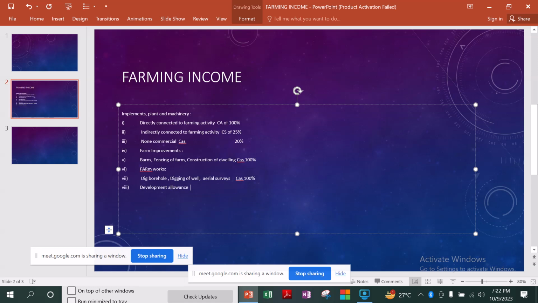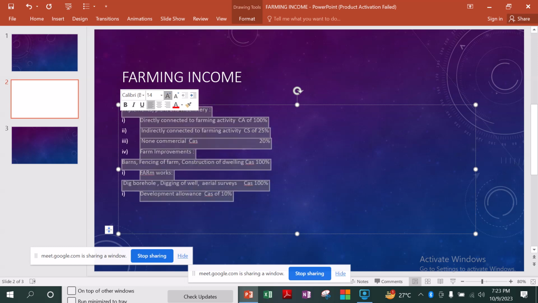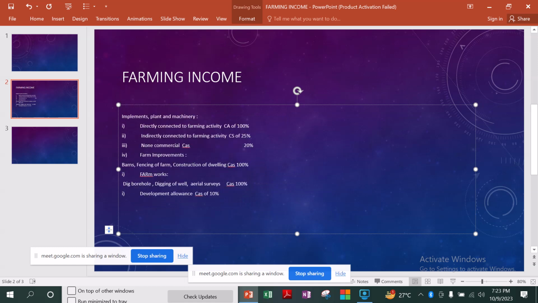Okay, development allowance will attract a capital allowance of 10%. So these are the rates that you need to be familiar with. As I've said, to start with, you have farm improvements, you also have farm works, and then finally you have development allowance. These are the rates you will be confronted with when dealing with capital allowance under farming. Okay, that's what we have in terms of capital allowances.